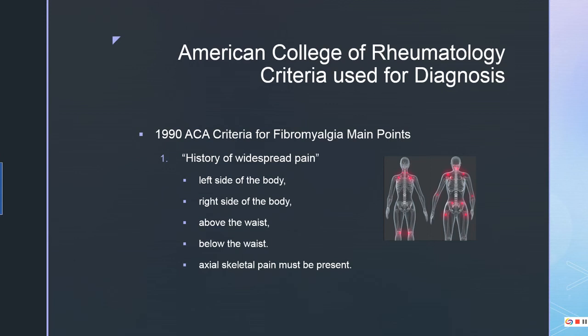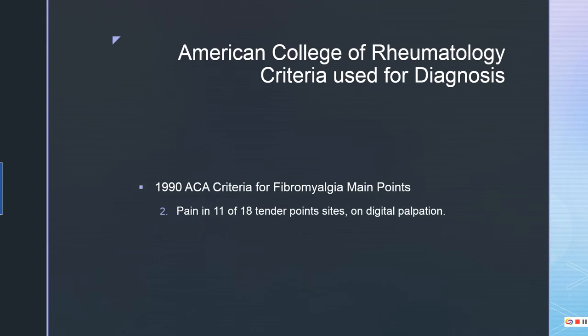1990 ACR criteria for fibromyalgia, main points. 1. They have a history of widespread pain. Pain is considered widespread when all of the following are present: pain in the left side of the body, pain in the right side of the body, pain above the waist, and pain below the waist. In addition, axial skeletal pain, cervical spine or anterior chest or thoracic spine or low back, must be present. In this definition, shoulder and buttock pain is considered as pain for each involved side. Low back pain is considered lower segment pain.